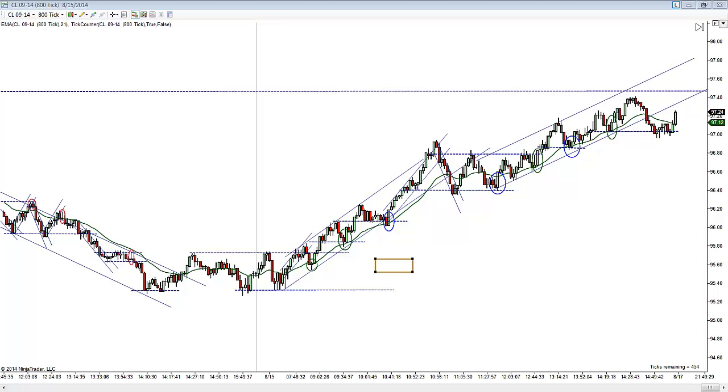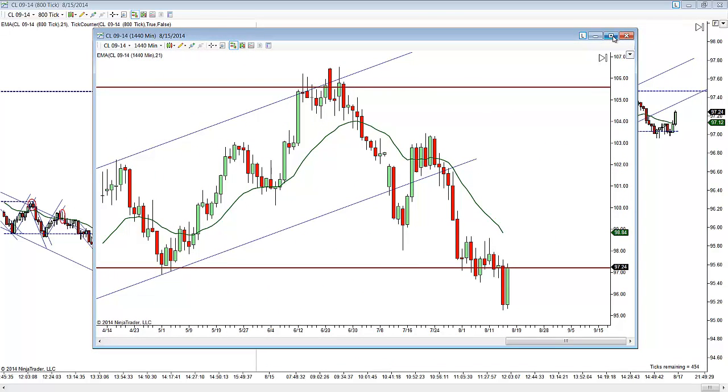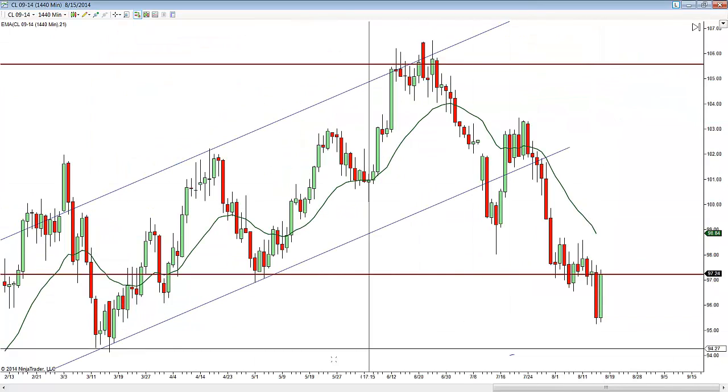Well, I was on here this morning, talked about the pre-market, talked about the fact that markets oversell. Let me talk a little bit about that, what I mentioned yesterday, and let's take a look at the 1440 minute chart. Okay, let's pull it over here. This is the 1440 minute daily chart.